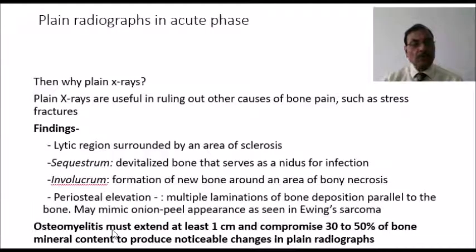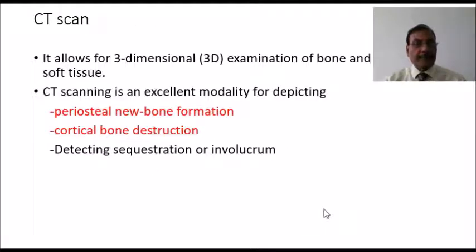Remember, osteomyelitis must extend at least 1 centimeter and comprise 30 to 50% of the bone mineral content to produce noticeable change in plain radiograph. So it is in late cases, where the bone has already been destroyed, that it becomes positive. CT scan can show positive results earlier, but we have to consider the cost and the time taken for this CT scan. Is it valuable or not?